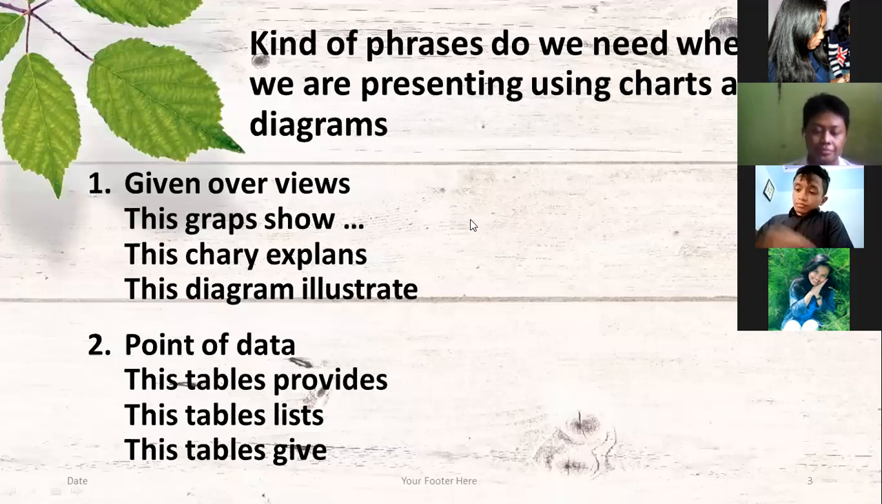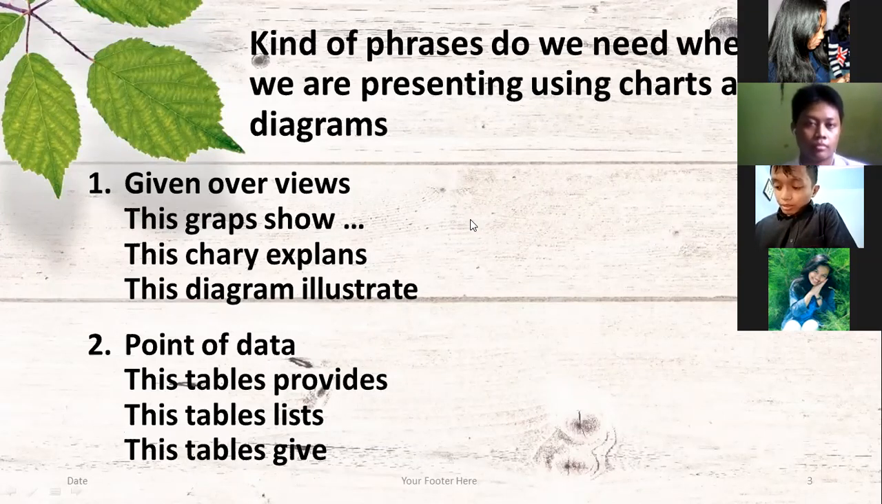Okay. The second kind is point of data. It can contain: this table provides, this table lists, and this table gives. For example, this table provides data in January 2020. This table lists Indonesian regions that have been infected by coronavirus, and this table gives information about COVID from May until December. Next, Hendrikus.